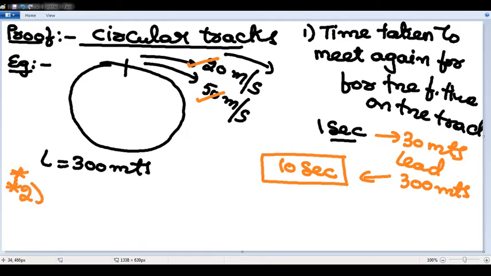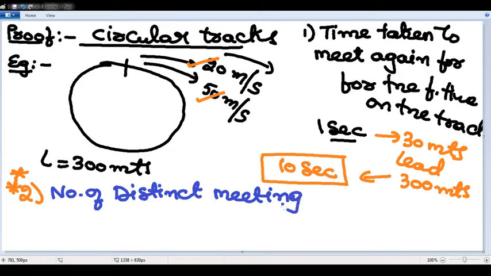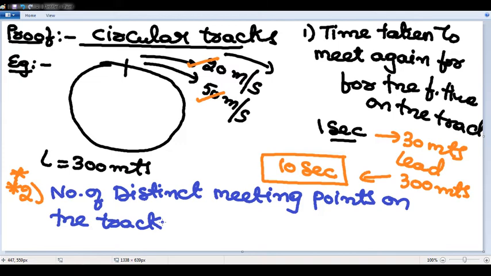If you understand circular tracks, any clock problem is nothing but an extension of a circular track. Second one: number of distinct meeting points on the track. You need to understand it. Now listen carefully. Number of distinct meeting points on the track.